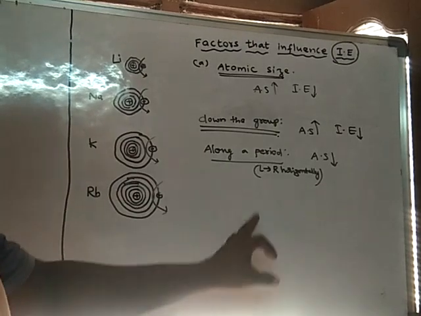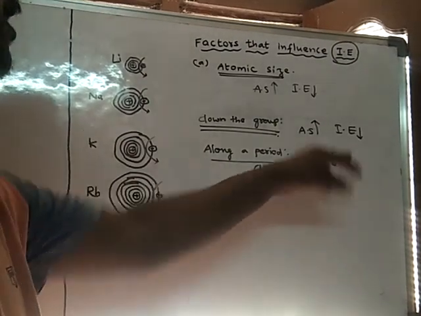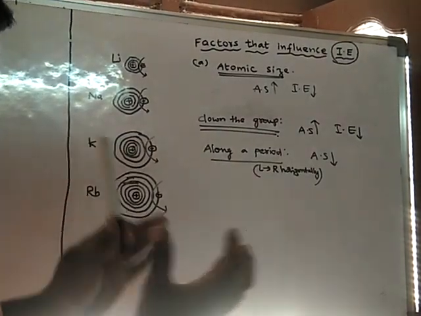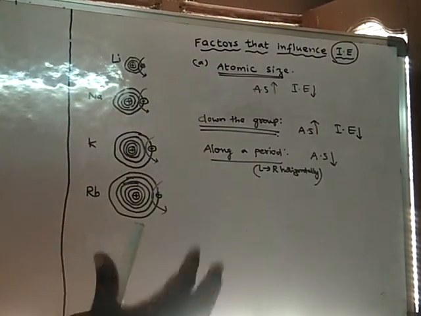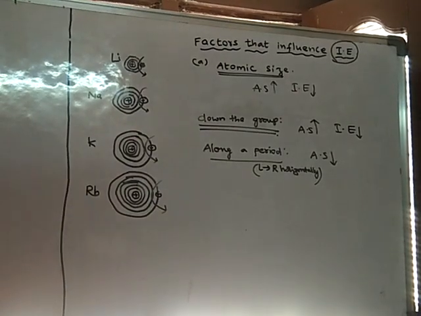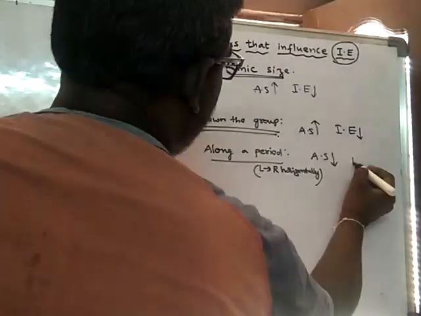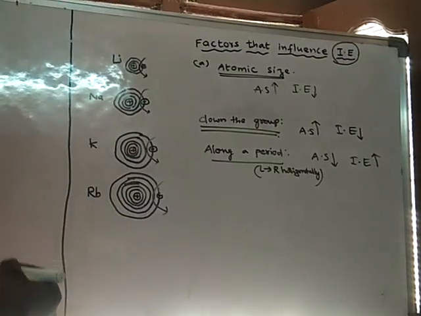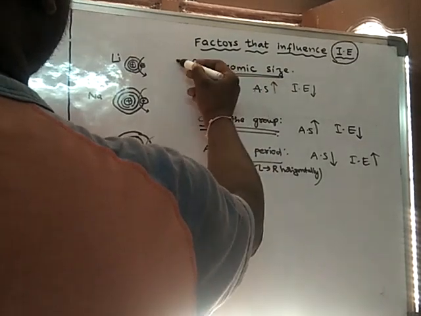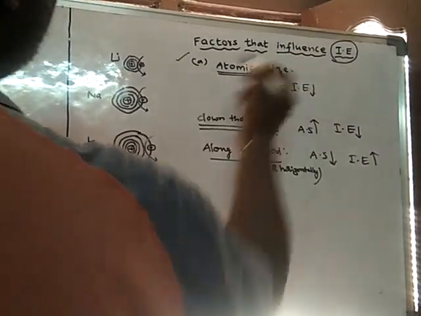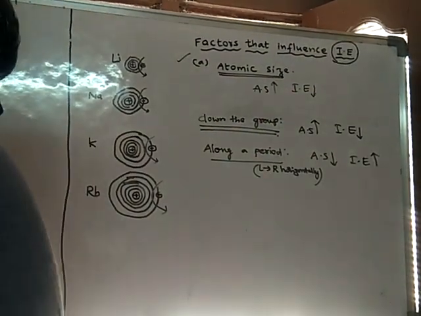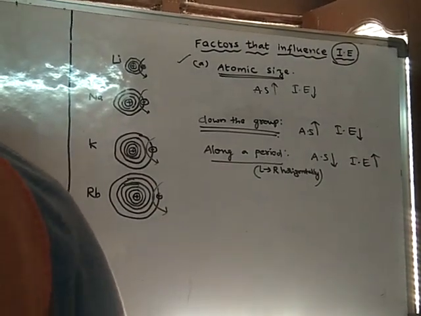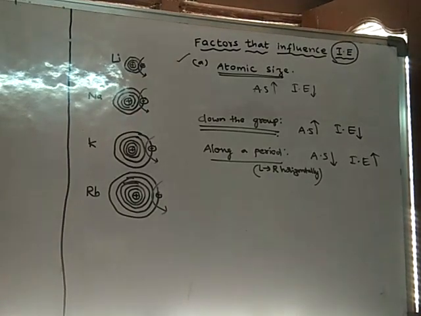Along a period horizontally from left to right, atomic size decreases. So when atomic size decreases, the outermost electron comes closer to the nucleus. Therefore, ionization energy increases. This is one of the factors on which the ionization energy depends. As atomic size increases, ionization potential decreases.